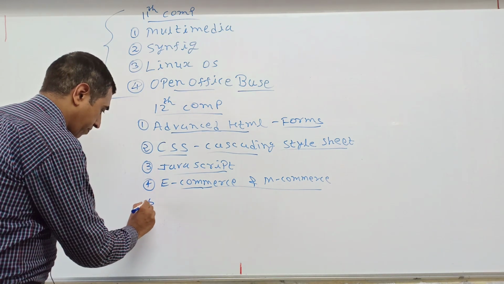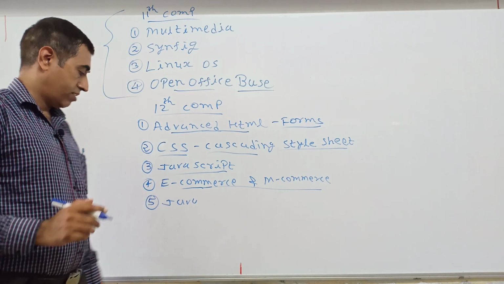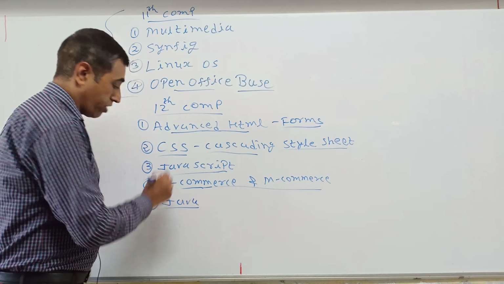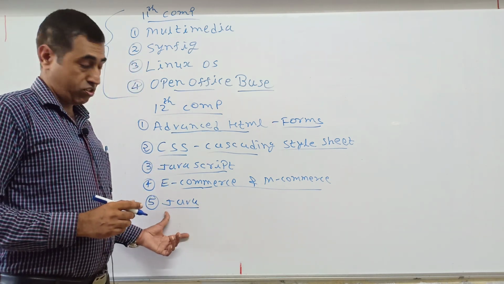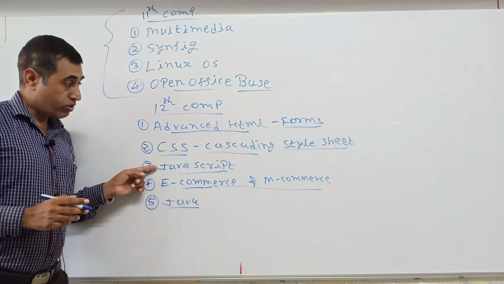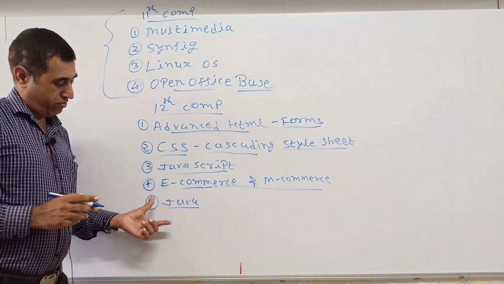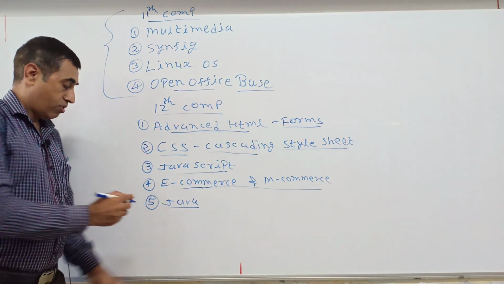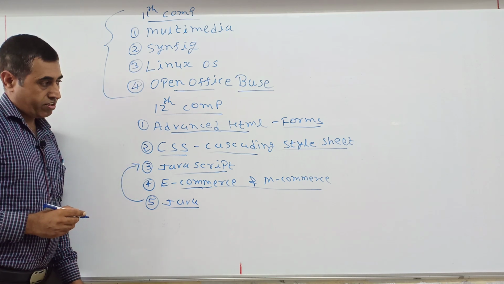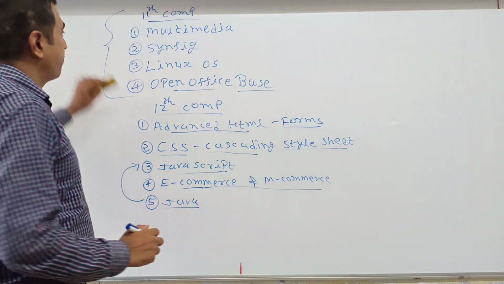And at last, we have to study about a language, that is Java. Nowadays, Java is very important to create various types of software programs. See here, JavaScript is used to create various types of dynamic web pages using HTML, whereas Java is a language. From Java language, JavaScript is created. So all these things we have to study in standard 12.